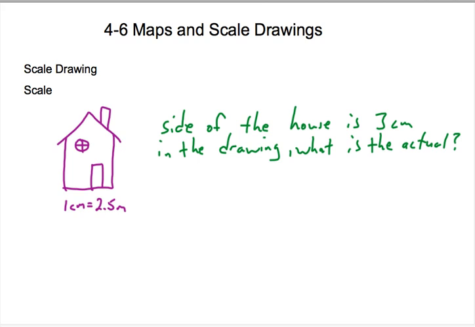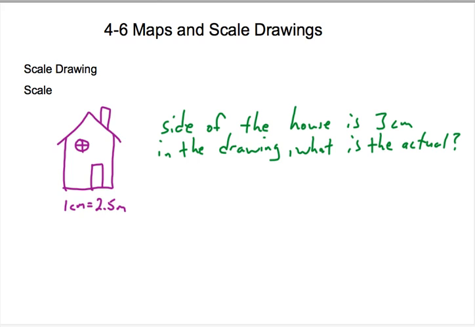A couple things we need to talk about here is that a scale drawing is an enlarged or reduced drawing of an object that is similar to the actual object. Remember, if it's similar, all the angles are the same, only the lengths of the measurements would be different. A scale is the ratio that compares a length in a drawing or a model to the corresponding length in the actual object.